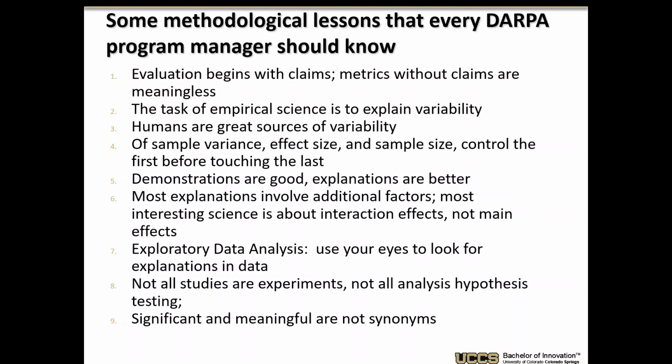So almost all explanations from a scientific point of view involve additional factors. In fact, most interesting science is really about interaction effects, not the main effects. The things we can predict really simply are already explained. Science is not looking at those. A lot of what we do, but especially as computer scientists, is about the interaction of multiple different things.